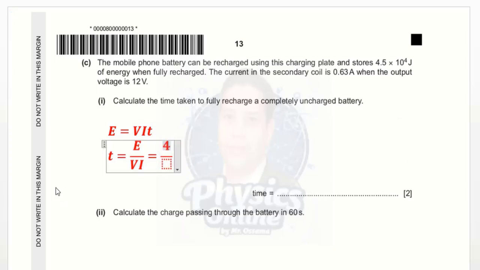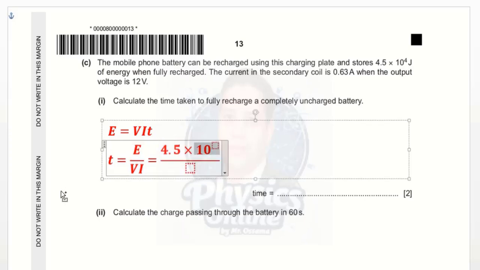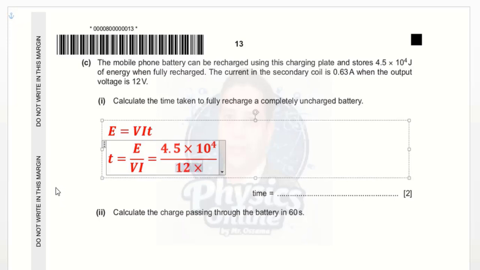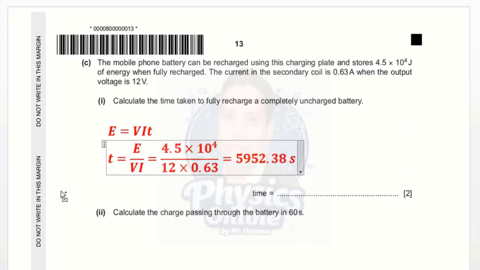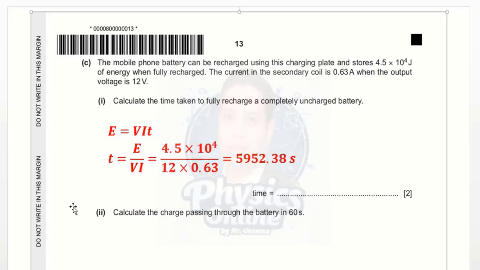E is 4.5 times 10 power 4, potential difference 12 times the current 0.63 gives you time about 5,952.38 seconds. Answer will be about 6,000 seconds.